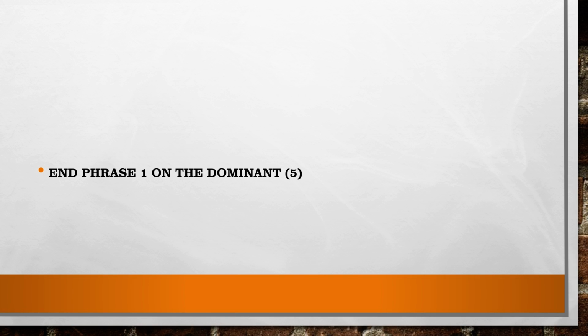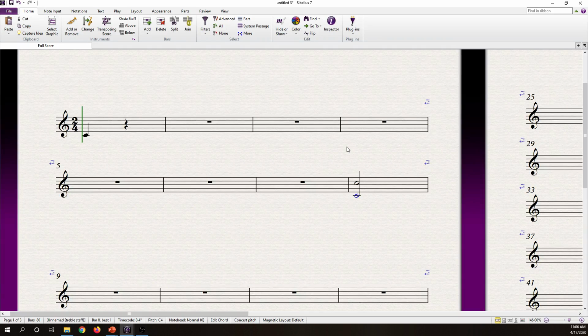So, as I said, we're going to end that first phrase on the dominant. So let's go over here, and we're going to put, let's just do a quarter note on the dominant here. So the dominant being the fifth scale degree, right? Our first scale degree, so we go 1, 2, 3, 4, 5. There's our fifth scale degree.